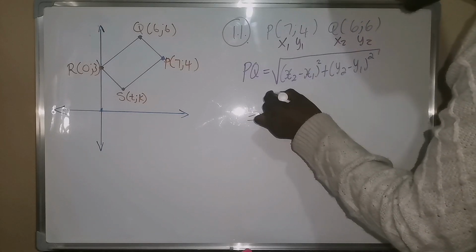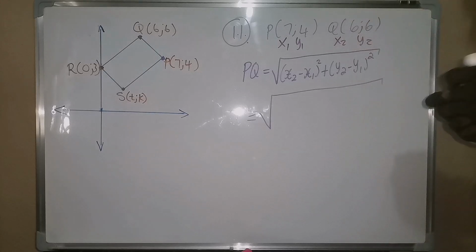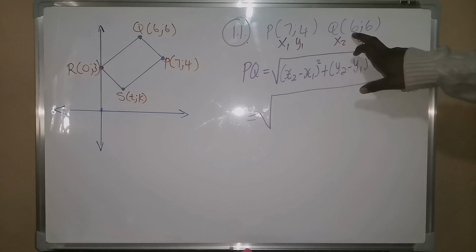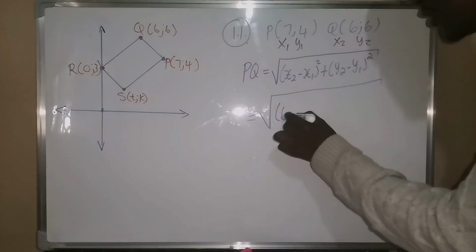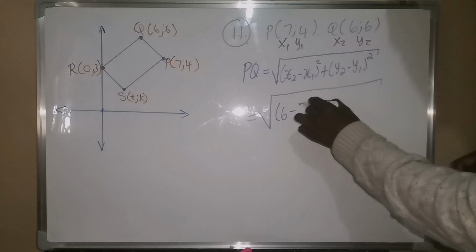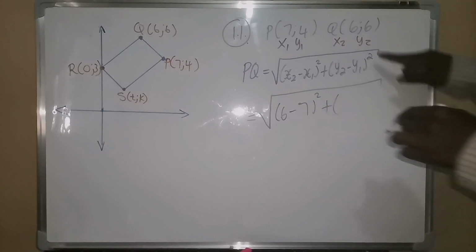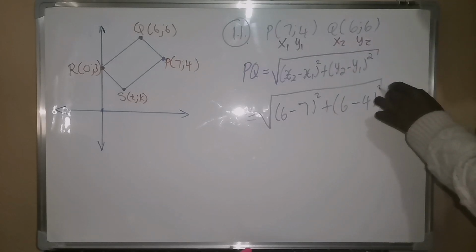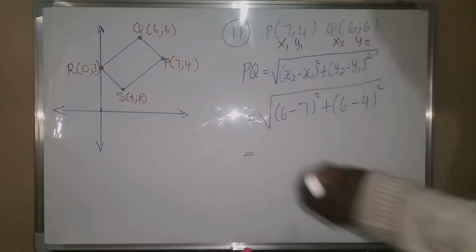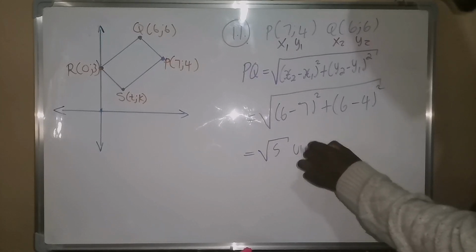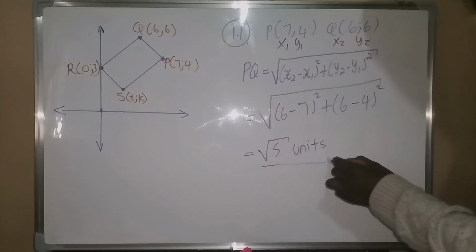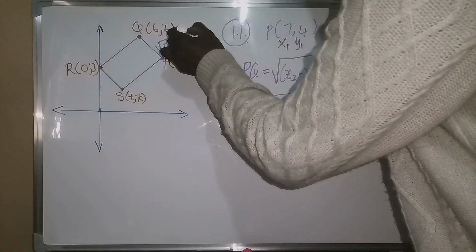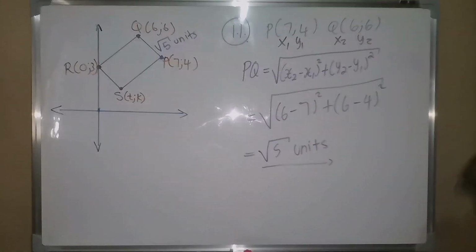This is equal to, you have already labeled your coordinates. x2 is 6, so you open a bracket: 6 minus x1, which is 7, squared, plus y2, which is 6 again: 6 minus y1, which is 4. Then you put this on your calculator. The answer is the square root of 5 units. This is the length of PQ.